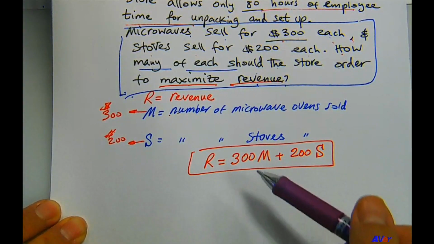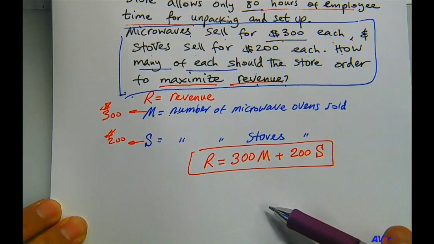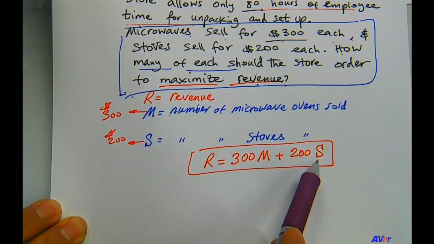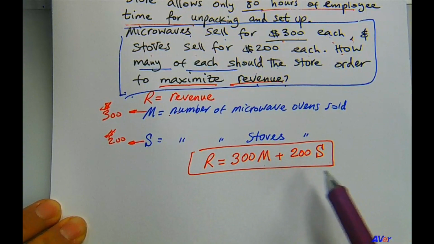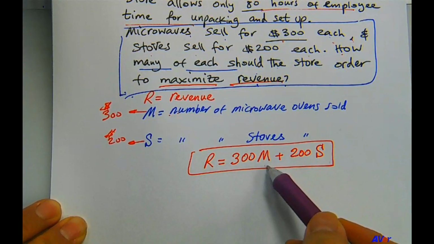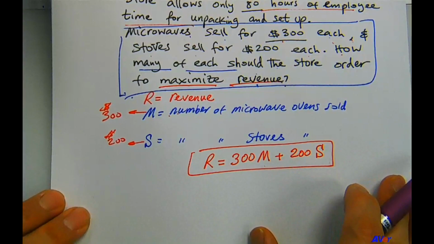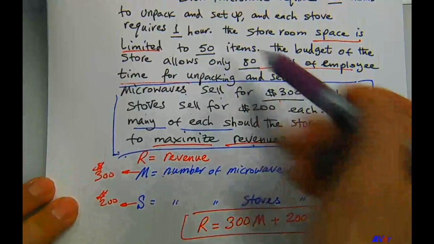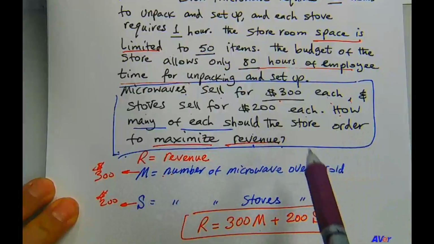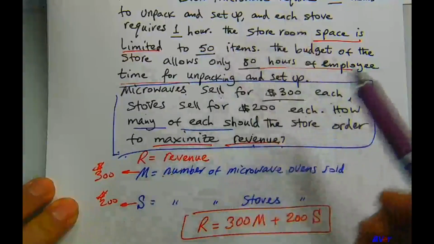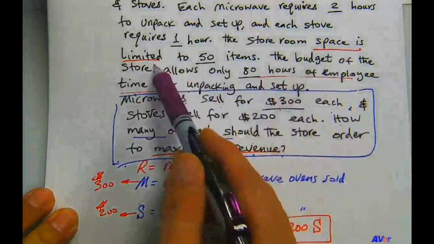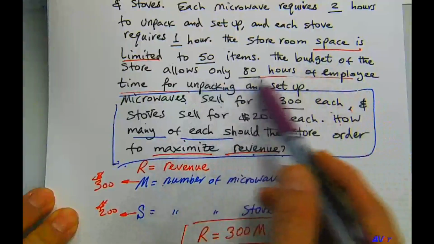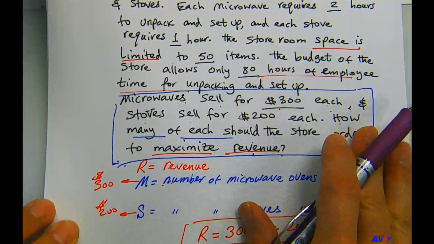So now, before we've even gotten to constraint inequalities, we know we should use M and S. No other variables are acceptable in the constraints. We must use the same variables in the constraints as we use in the objective function. So now let's read about the constraints that we had. And when we read it for the first time, some things popped up, right? The space is limited, the budget for the employee time was limited. We're going to make use of those.